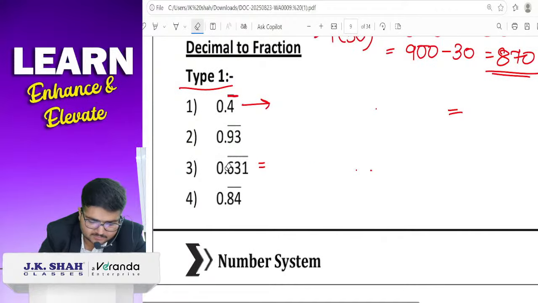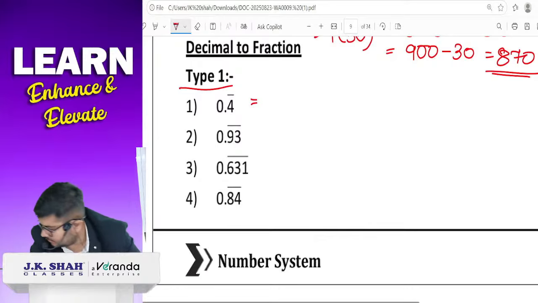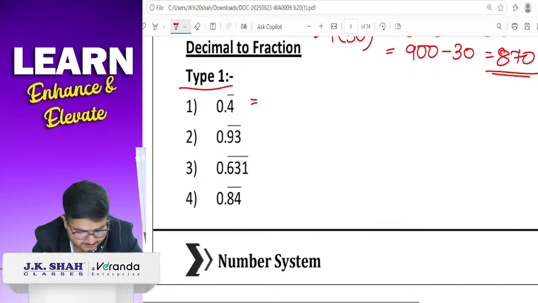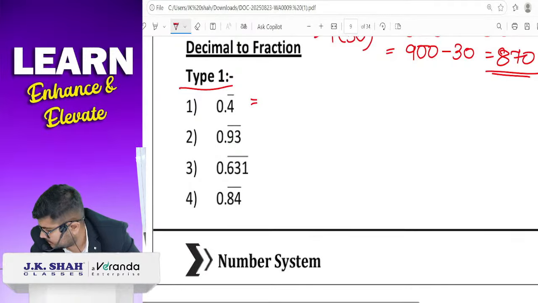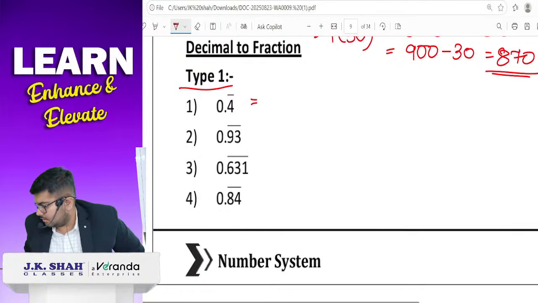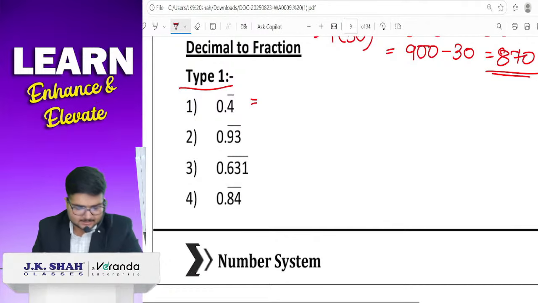Sir, how to convert this into fraction form? Anybody who remembers can spam the comment section and answer me how to solve this. No, Daksh, you are wrong. Daksh, it is an incorrect answer. I am very sorry.